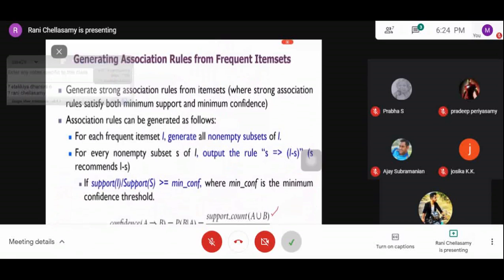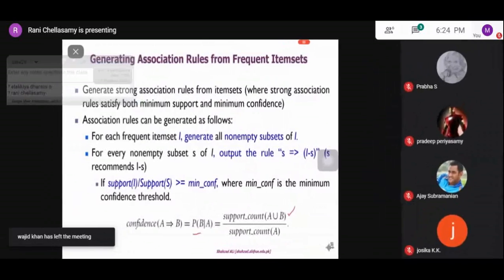Okay. So after this, you need to go on to framing, or generating, the association rules. We have already seen in the Apriori algorithm how to frame the association rules. So with that, after framing all the association rules, you have to find which are the strong association rules and which are the weak association rules. A weak association rule is an invalid rule. Fine. Okay.